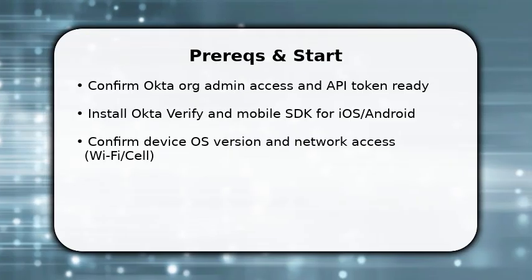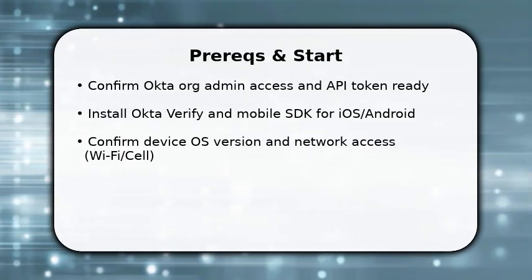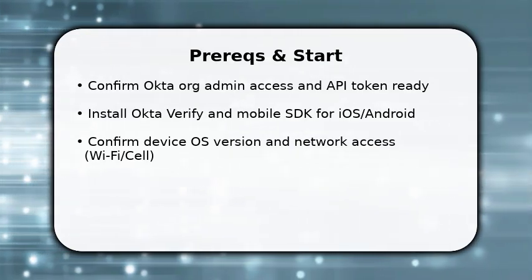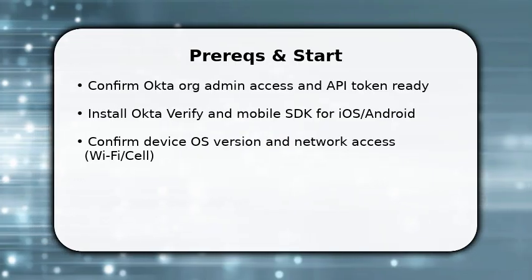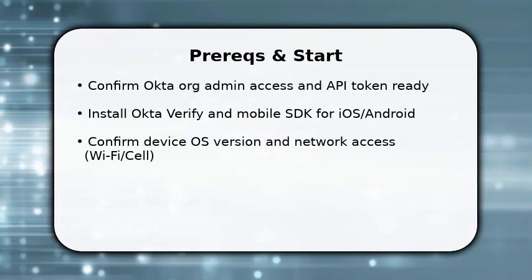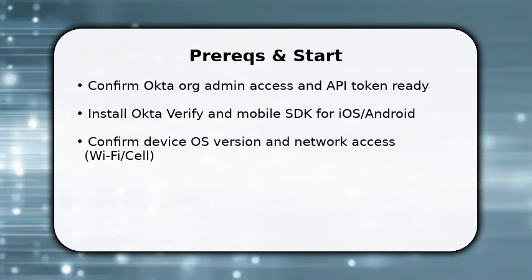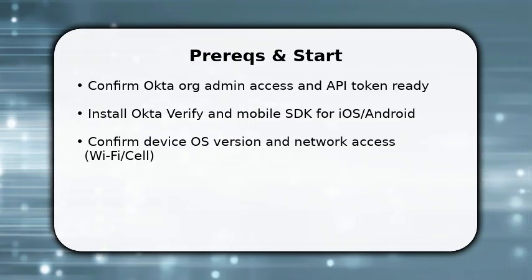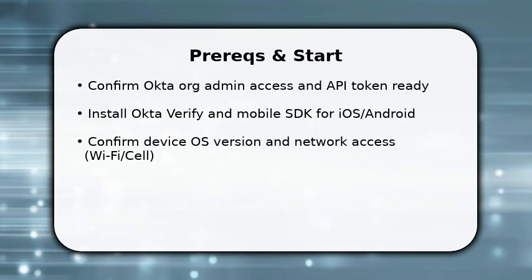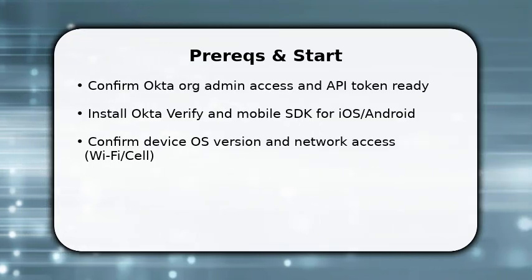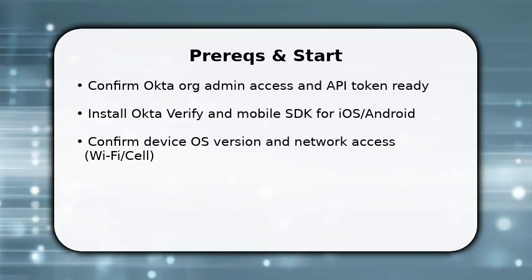You'll begin by confirming prerequisites. You need Okta admin rights and an API token to create apps. Once confirmed, install Okta Verify on your phone and add the Okta Mobile SDK to your app project. Make sure the device OS matches the SDK requirements and that network access is available.